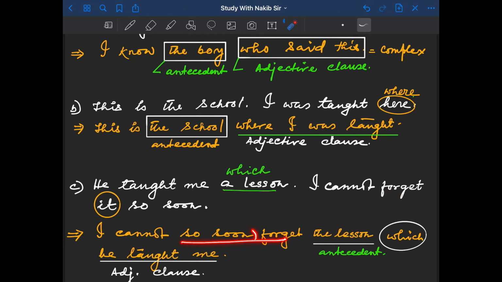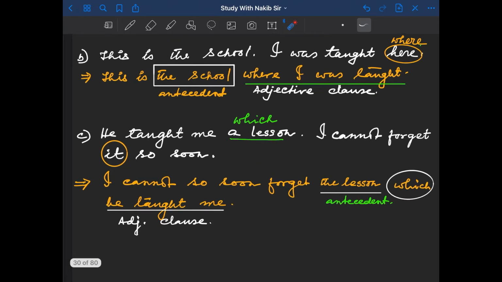Why? I did this to take this part immediately before the relative clause or before the adjective clause. There is a rule that the antecedent should be placed before the relative clause or adjective clause. For this, the part so soon is replaced. Now the combined sentence is, I cannot so soon forget the lesson. The lesson, which lesson? The lesson he taught me. Here a lesson is used. In place of a lesson, use which. So the sentence is, I cannot so soon forget the lesson which he taught me.